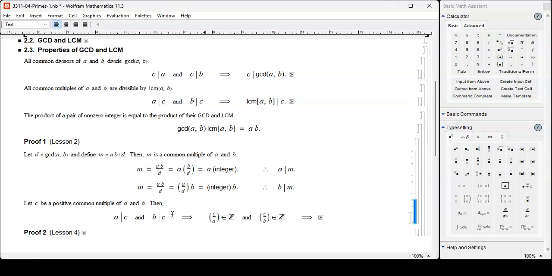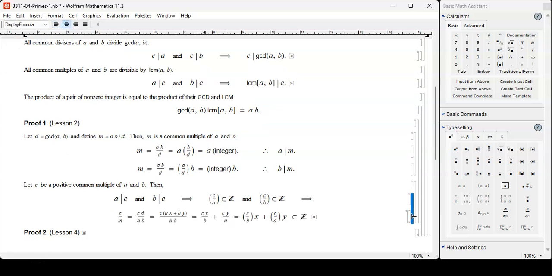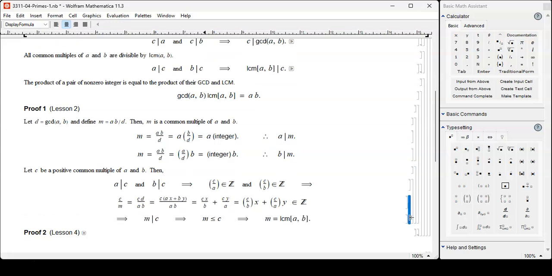c is any positive common multiple of a and b. Then using this Bezout's linear combination expression, you get the linear combination expression here. So m divides this entire c. This is an integer times m. And then we are dealing with positive numbers only. So m is less than or equal to c. So it should be the least common multiple.